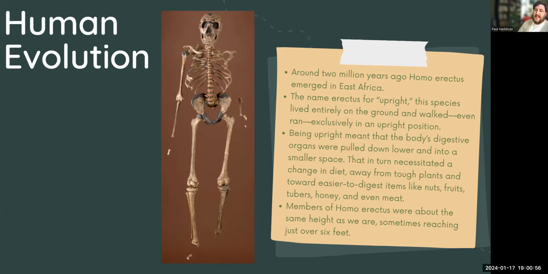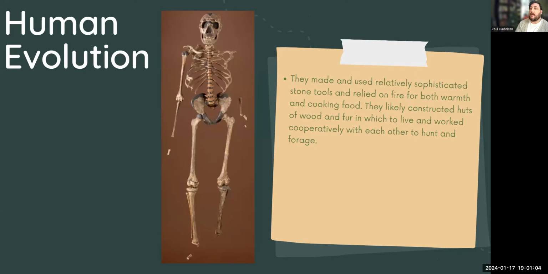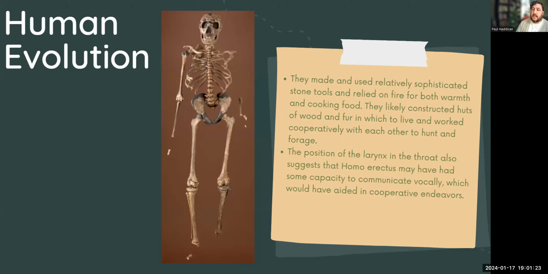Going all the way to the bottom, members of Homo erectus were about the same height as we are, sometimes reaching just over 6 feet. So just about as average humans today. They made and used relatively sophisticated stone tools. They used fire for warmth and cooking. They made huts out of wood and fur, and they worked together. This is our first example of groups working together for a common goal, hunting and foraging.